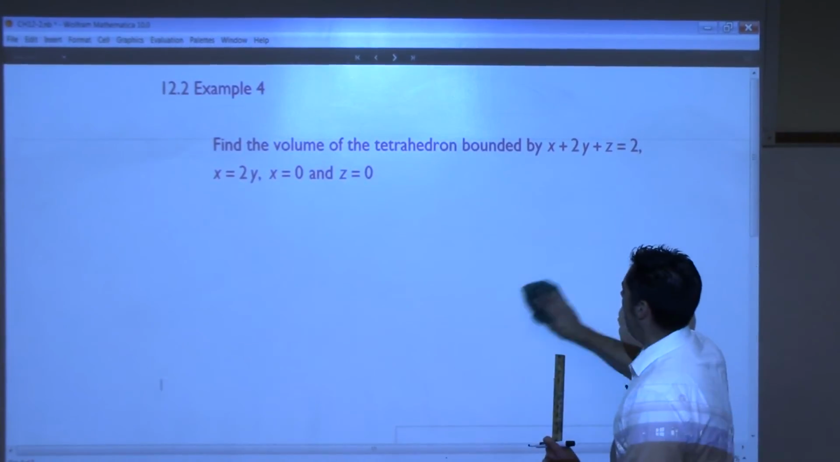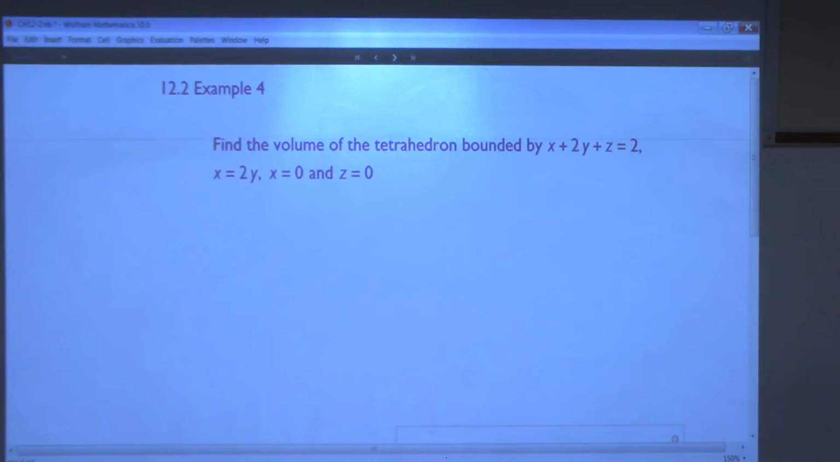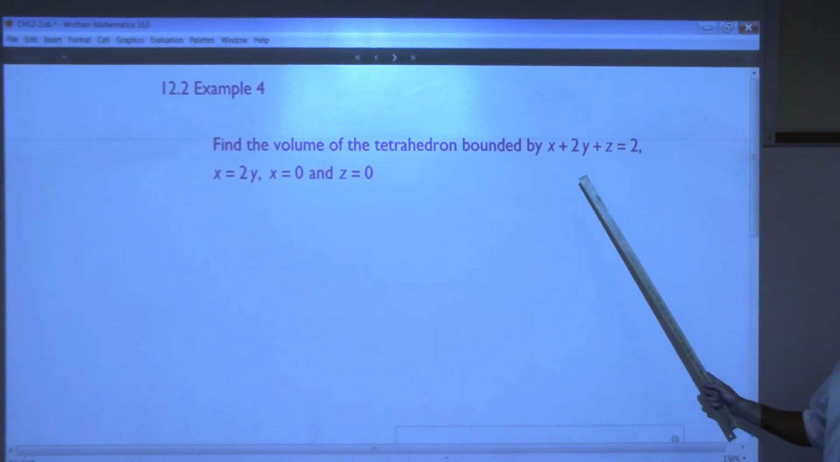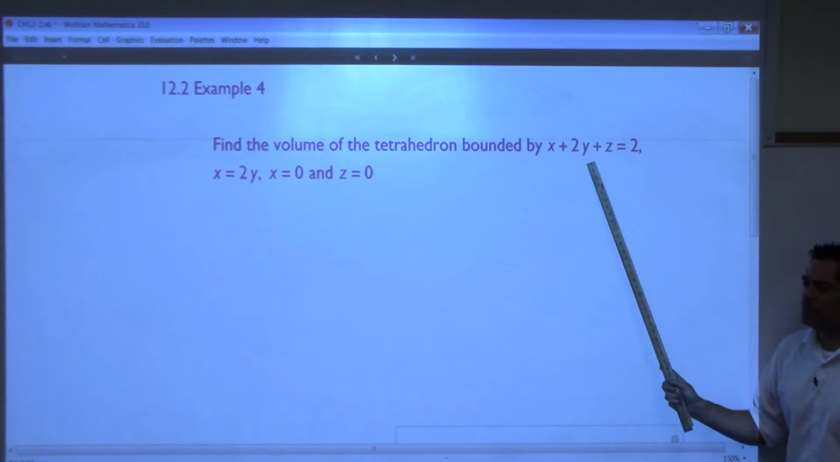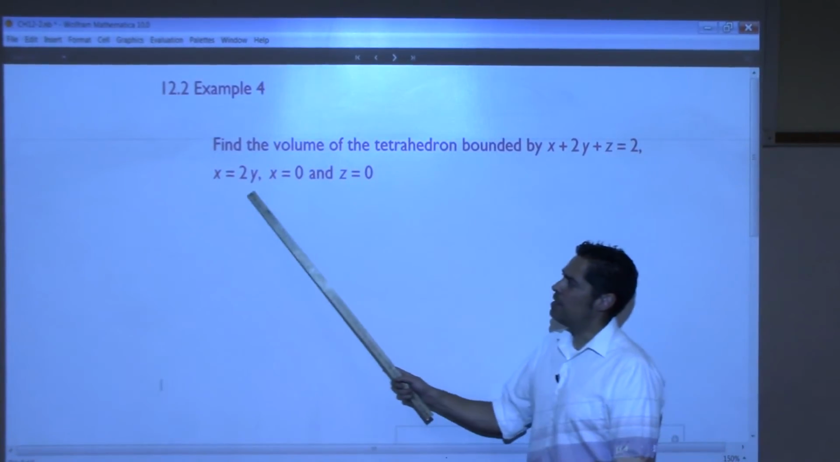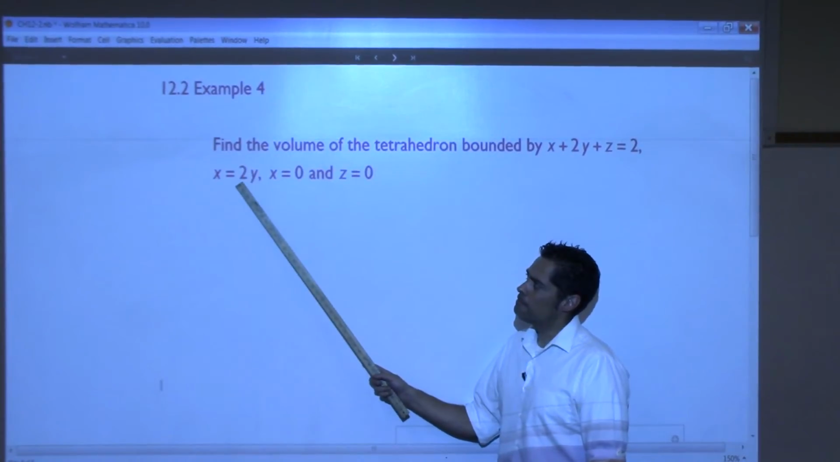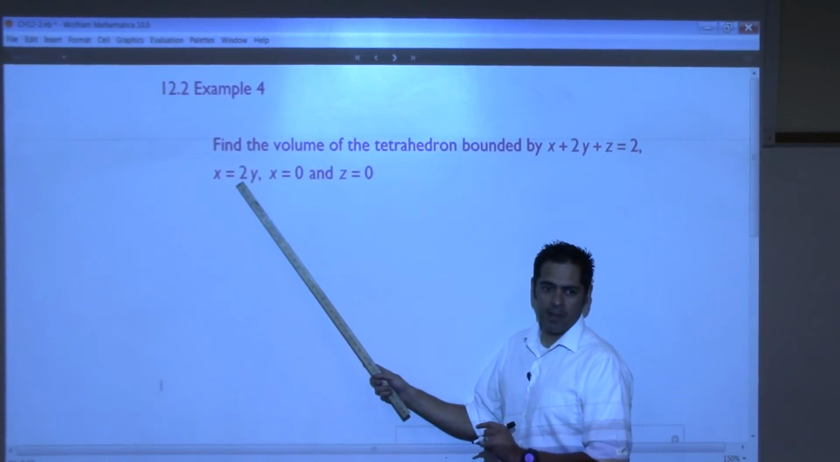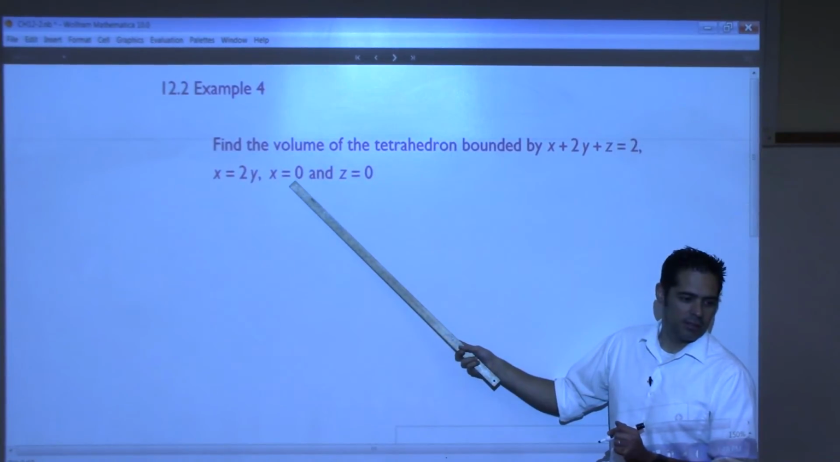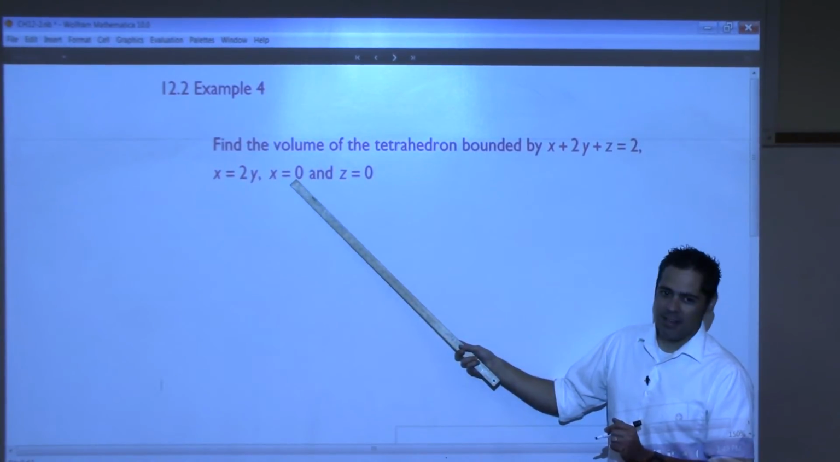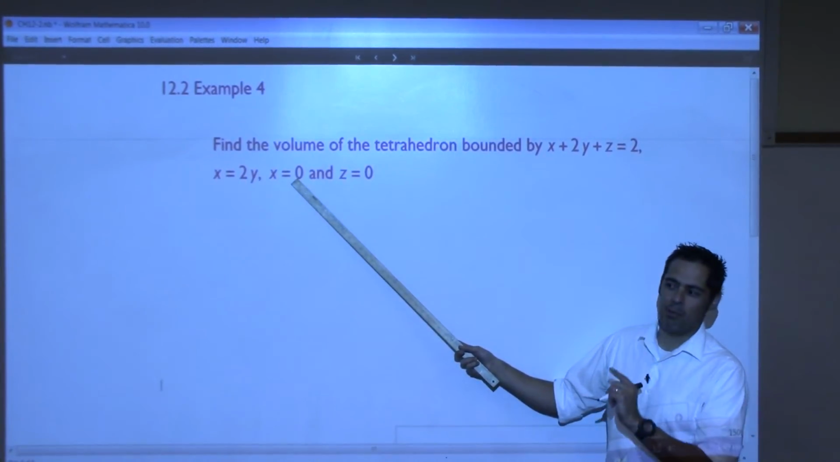So I have a tetrahedron that is formed or bounded by this, which if we graph this is a what? A plane in three-dimensional space. What is this? A line in two-dimensional space, but in three-dimensional space, it's a what? It's a plane. X equals 0, what's that geometrically? A line in two-dimensional space and the YZ plane in three-dimensional space.